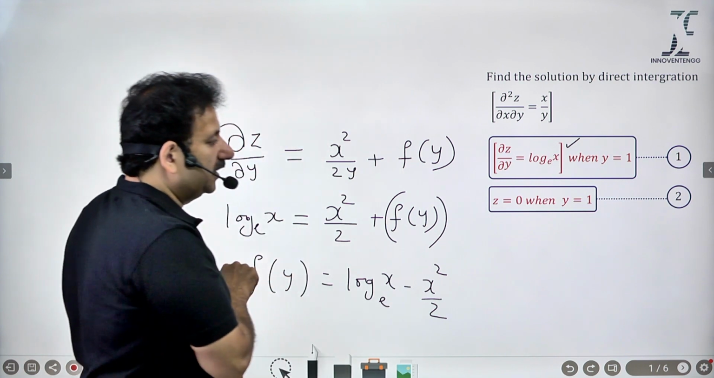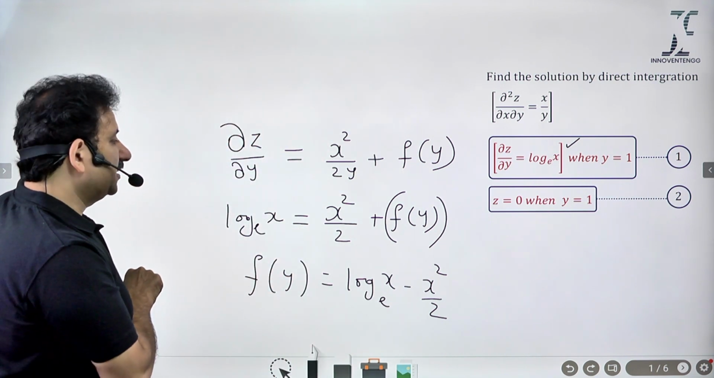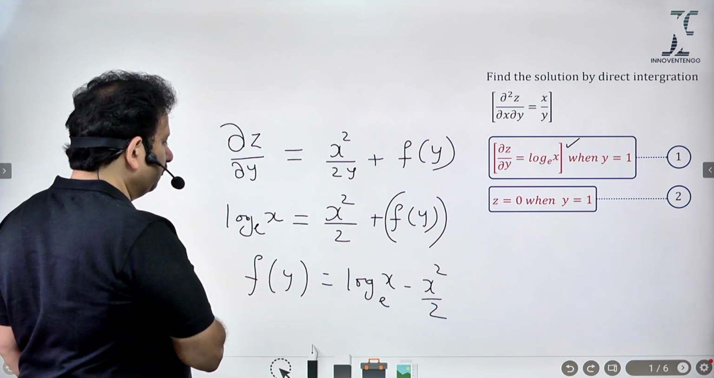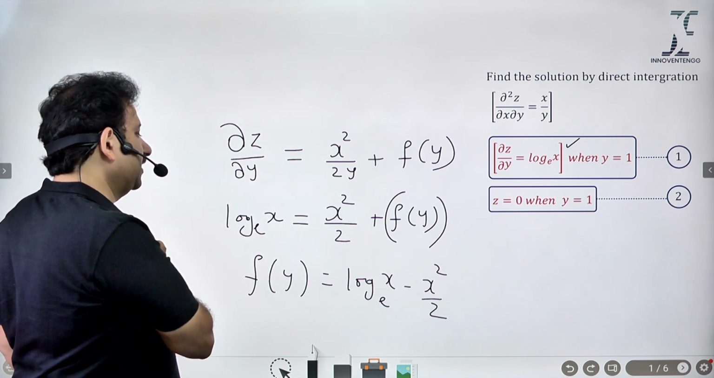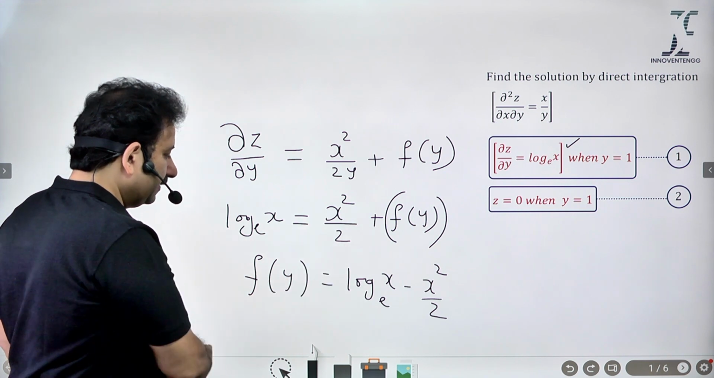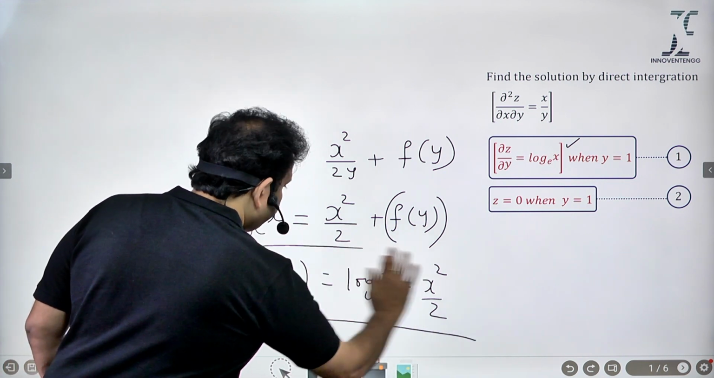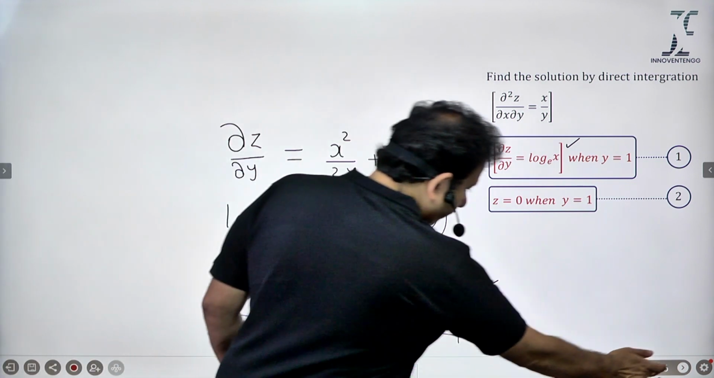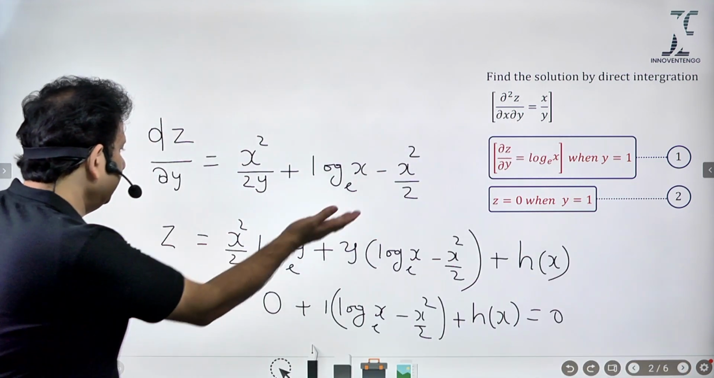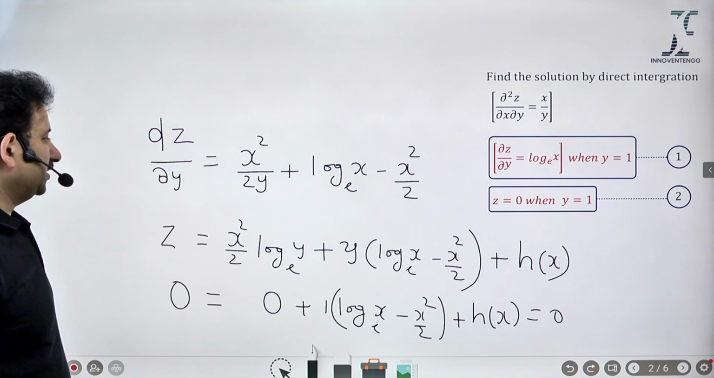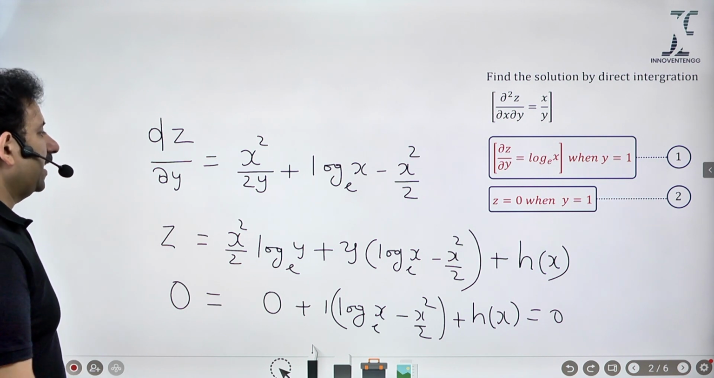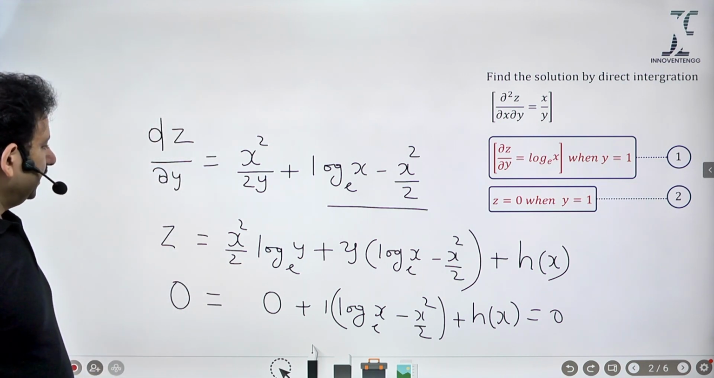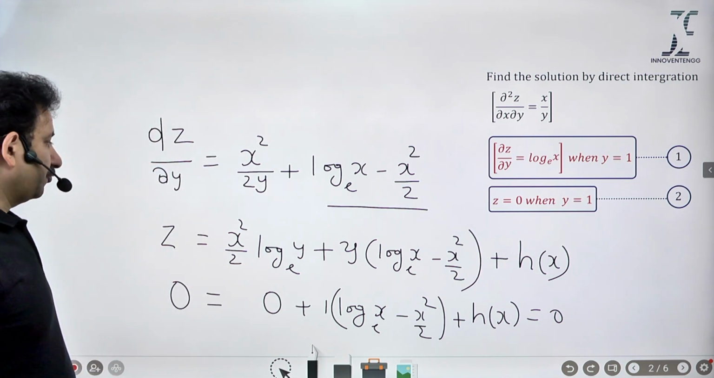When y is equal to 1, the partial derivative of z with respect to y is log x. So therefore, I put y is equal to 1, replace the partial derivative by log x, and I get my value of f of y. Clear? This is step 1. Next, what I do, I use that in the actual expression, that is after integration. I have replaced my constant of integration by this term, and then I continue to integrate with respect to y.